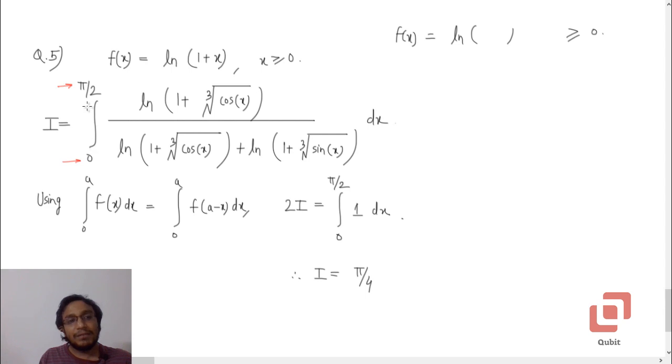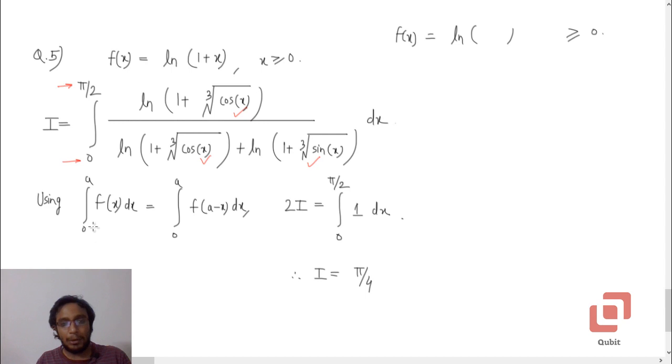Now if these are the angles covering the entire first quadrant, it would mean that cos x as well as sin x and their cube roots would also be in the range 0 to 1. Therefore 1 plus that will also be in the range, well, its least value will be 1. So this is not an improper integral which requires special attention.